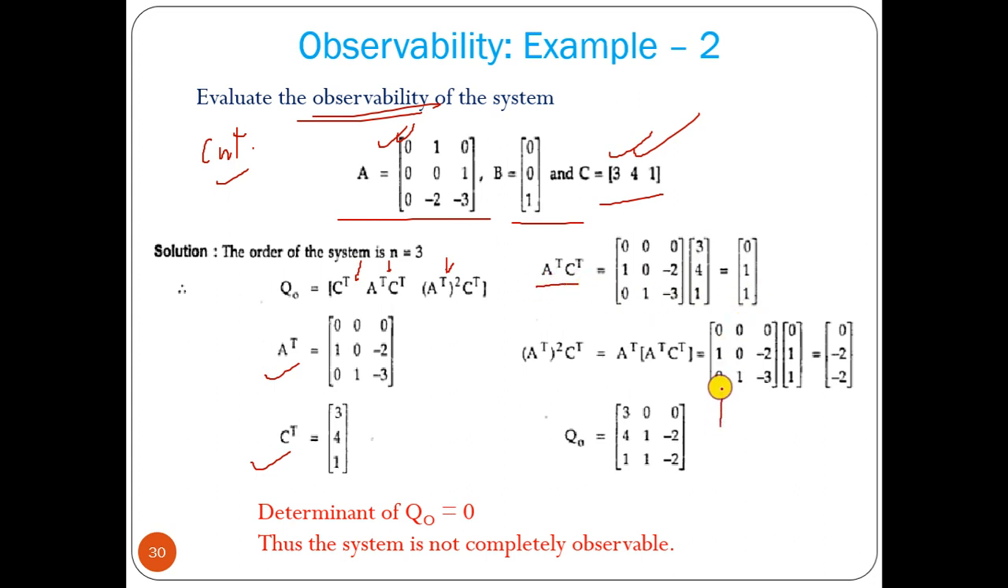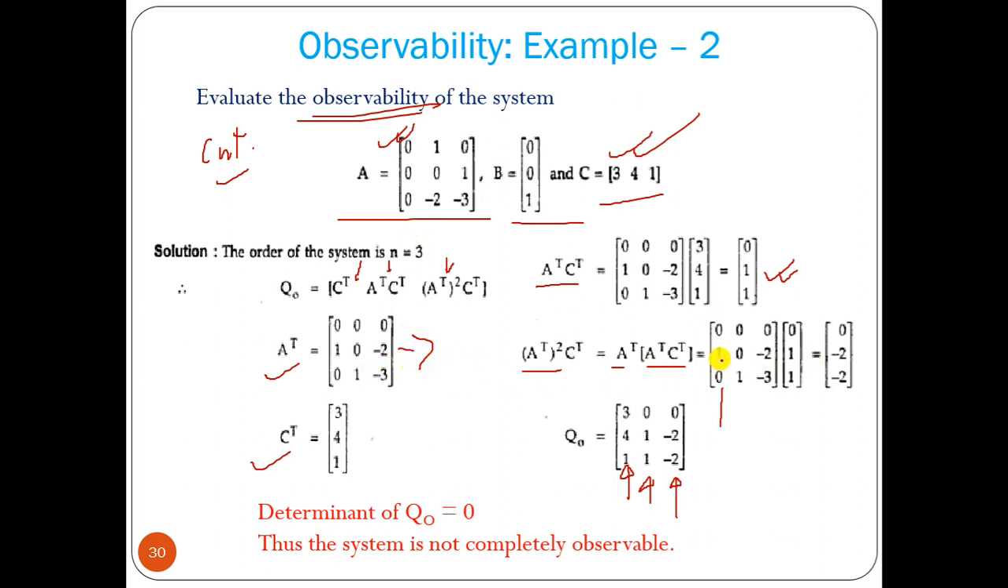So this is your C^T. Okay, 0 1 1 is A^T C^T. Now you have to find out (A^T)^2 C^T. So (A^T)^2 C^T means A^T into the A^T C^T value. So A^T C^T is known, A^T we can find here.